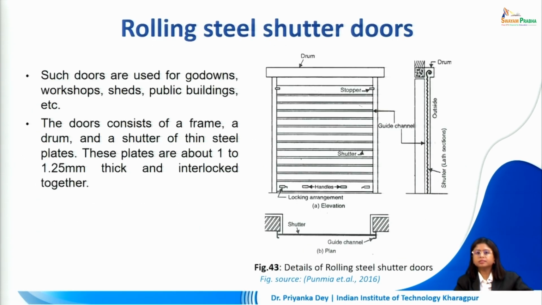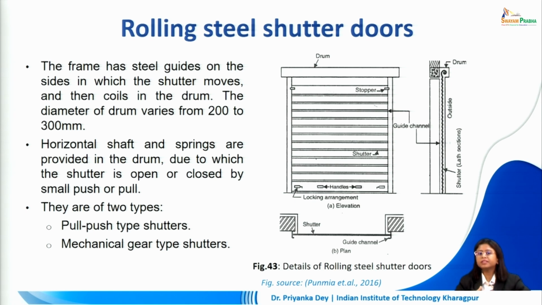Rolling steel shutters are also used in godowns, workshops and other public buildings. These are very commonly used even in shops. So shop fronts, we often see this in our day-to-day lives. This type of door consists of a frame or a drum and a shutter of thin steel plates. Now these plates are about 1 to 1.25 mm thickness and they are interlocked together.